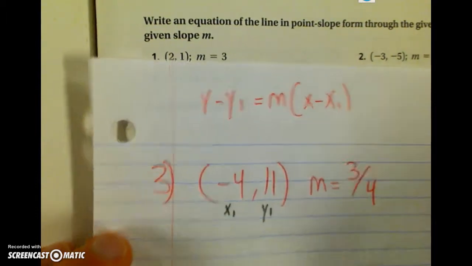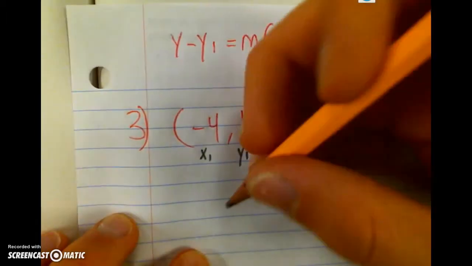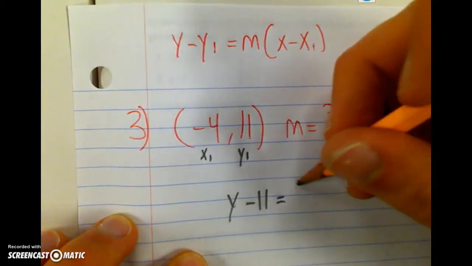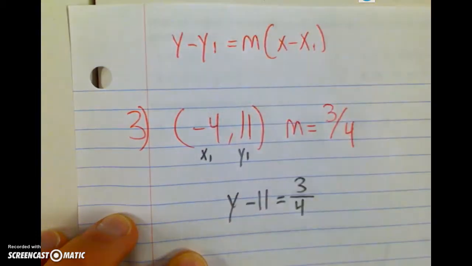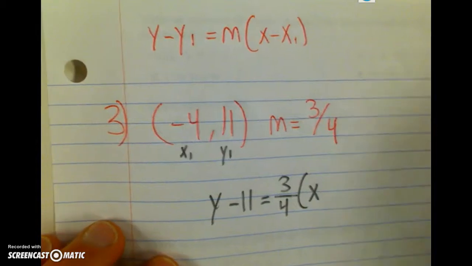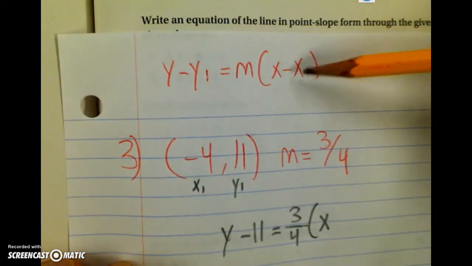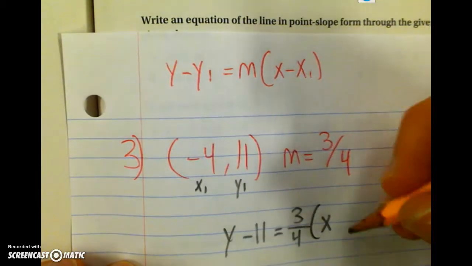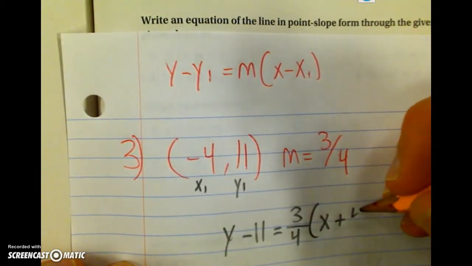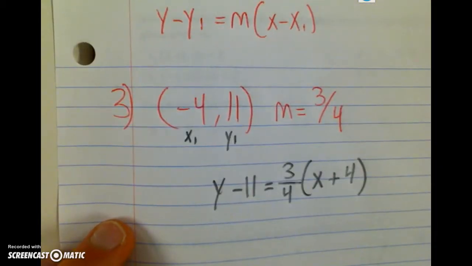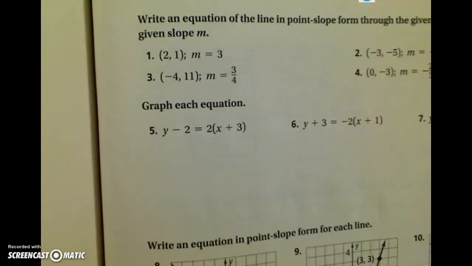That's all it's asking. Okay, so for us here, I'll do y minus 11 is equal to, now I've got my 3 over 4. I'm going to multiply that by x. Now when I do x minus x1, I'm subtracting a negative number. We know that when I'm subtracting a negative number, that will turn to a positive 4. Right, and that's all we have to do. We wanted our equation in point slope form. There it is. That's all that section is.